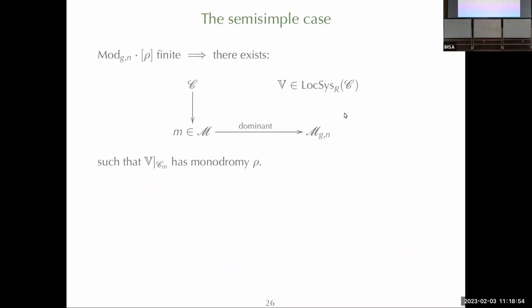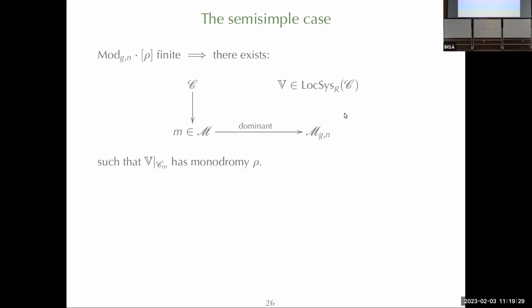Now let's just assume that rho is semi-simple. So we don't want to assume unitarity. If rho is semi-simple, I can just take an irreducible constituent, and so I can assume rho is irreducible. I'll again get this picture where I have a family of curves over some base dominating the moduli space, and a local system on that family, so that if we restrict to the fiber, you get the representation rho. We want to study that situation.